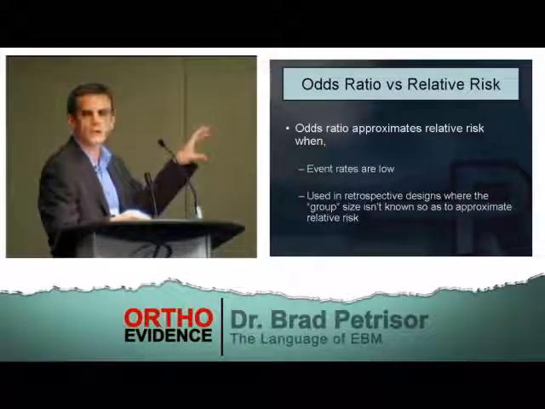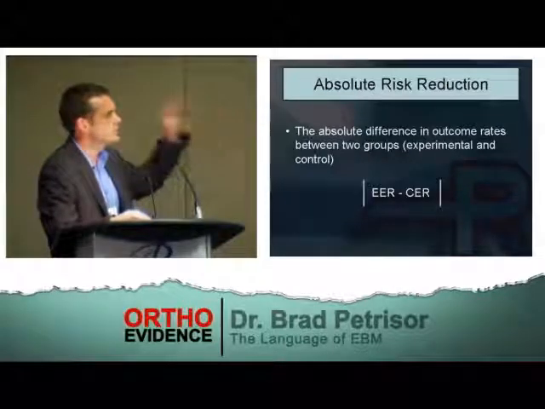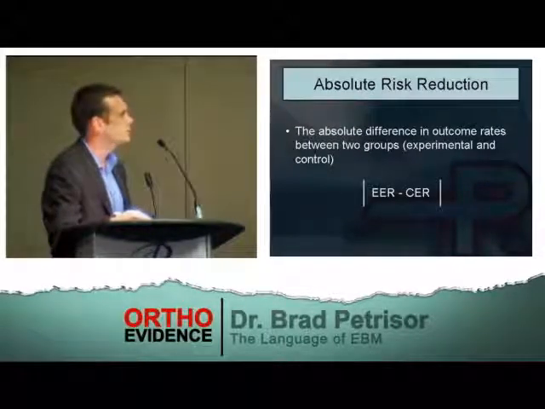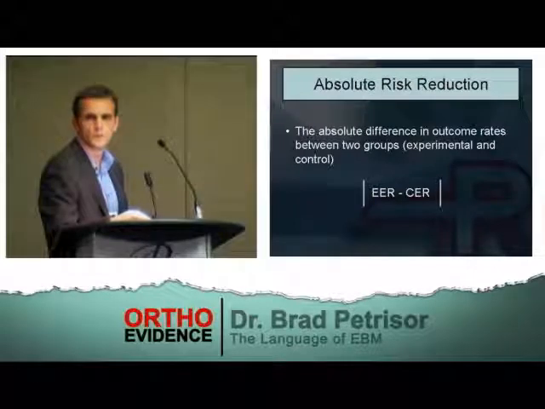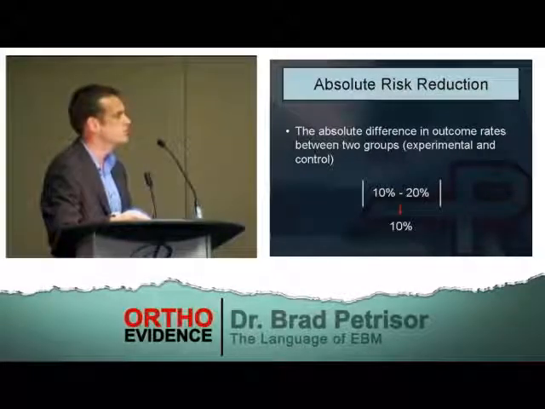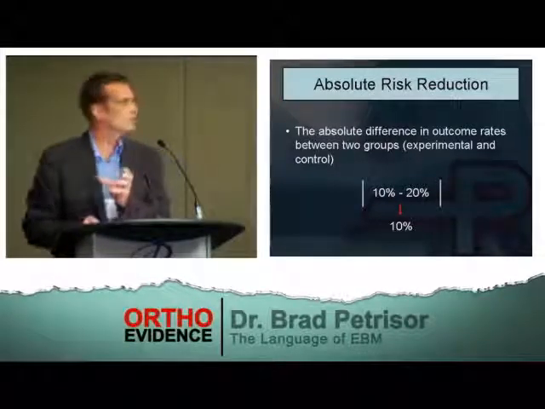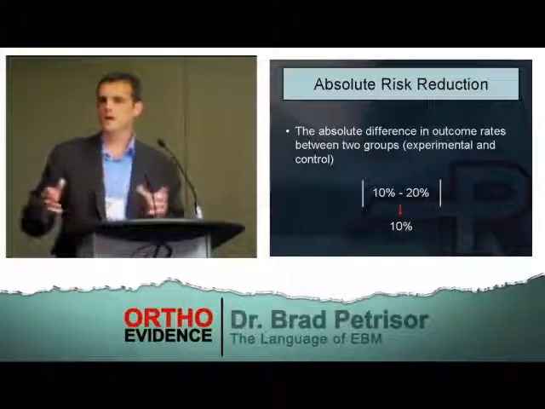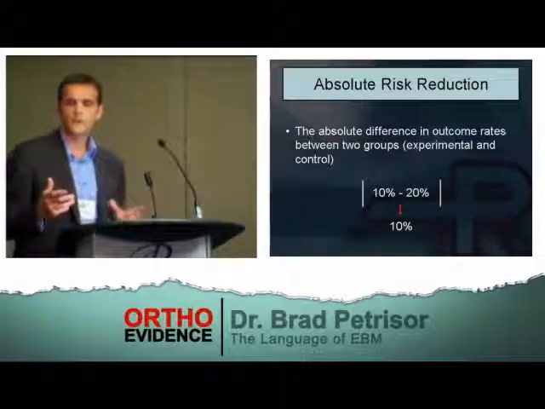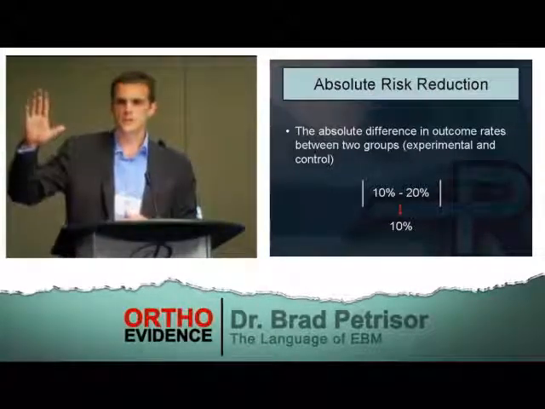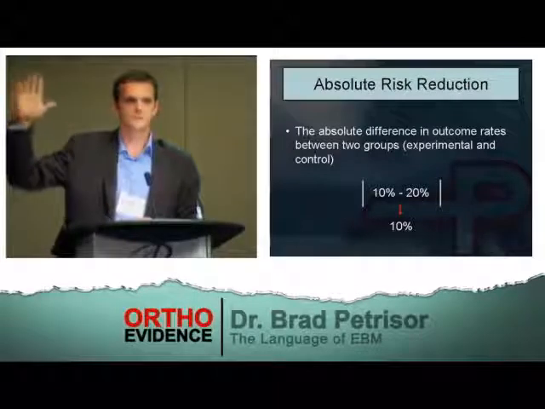Now, if we talk about absolutes, the absolute risk reduction is the absolute difference in outcome rates between two groups. So the incident rates are 10% and 20%, so the absolute risk reduction is 10%. So this number is a little bit dimensionless, but it's kind of important. And why is it important? Because we can use it to calculate the number needed to treat. And who uses number needed to treat when you're treating patients?